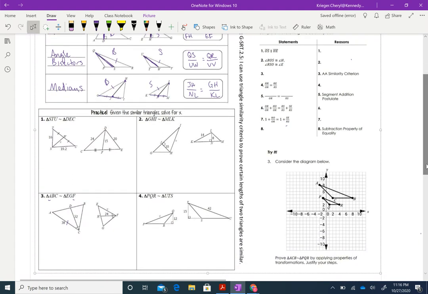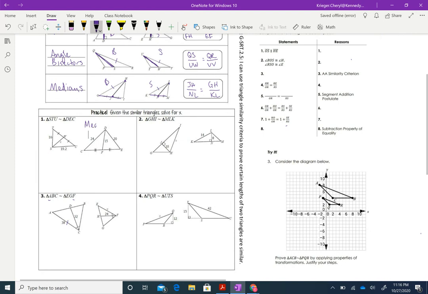So number 1 looks like a median. And they tell us here at the beginning that the triangles are similar. So we're going to set the medians up so that we can find our median SW. So our medians are proportional. I'll put x over 15. And then we choose a corresponding side. In this case, they give us 16 and 19.2. I think 16 sounds like the nicer number.